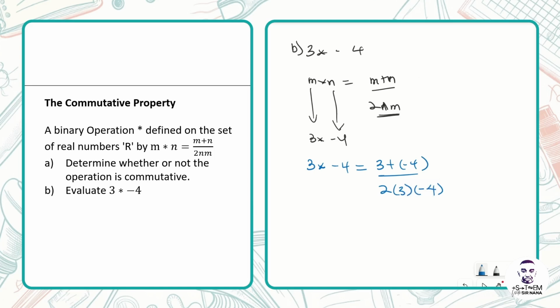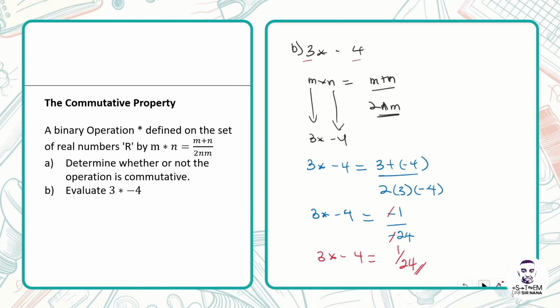So 3 operation negative 4 will be equal to 3 plus minus 4, which gives us negative 1. Then 2 multiplied by 3 gives us 6, and 6 times 4 gives us 24. But because of the negative, it becomes negative 24. Therefore 3 operation negative 4 is equal to 1 over 24, since the negatives cancel out. So that is our evaluation of 3 operation negative 4.